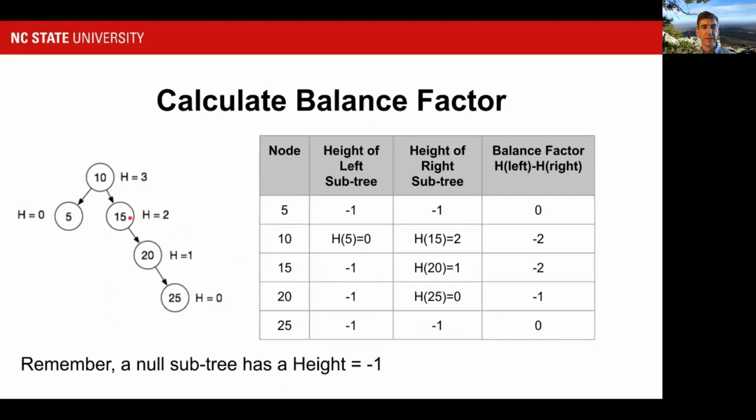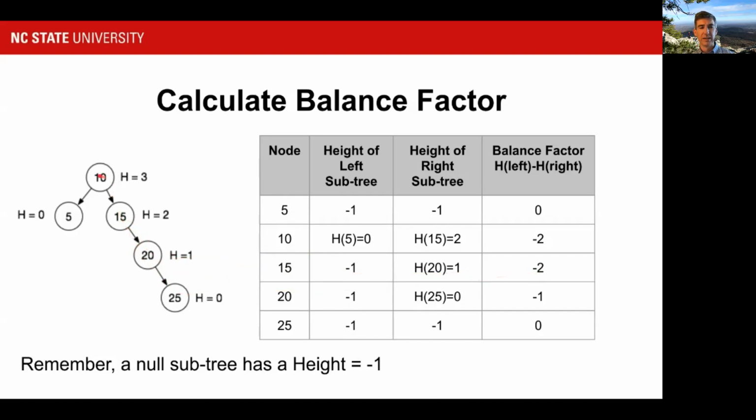Okay, for 15, similar thing. Its left side is -1, but now its right side height is 1 because the height of node 20 is 1. And so now we have -1 minus 1, and we get -2. And so this is telling us that at 15, it's really lopsided to the right, right? It's really long on the right.